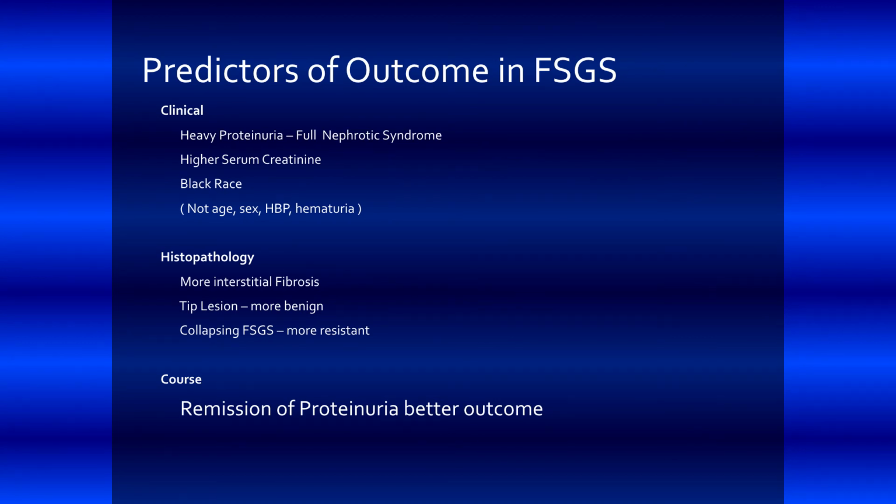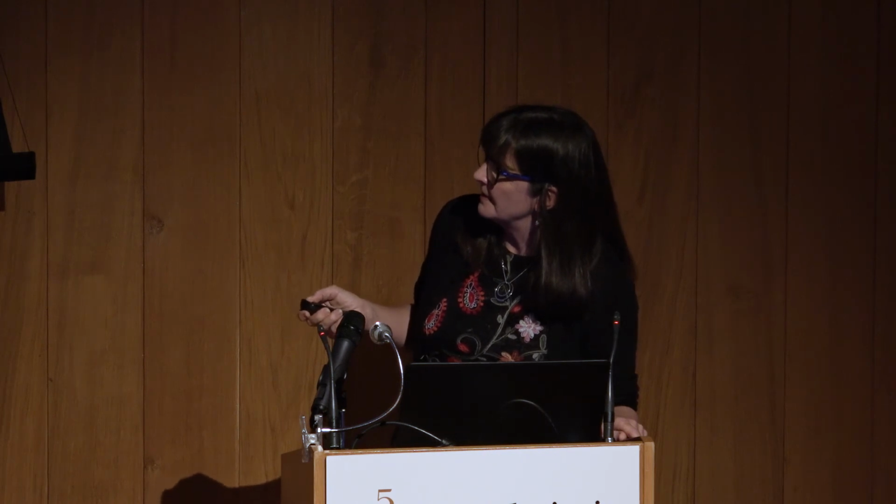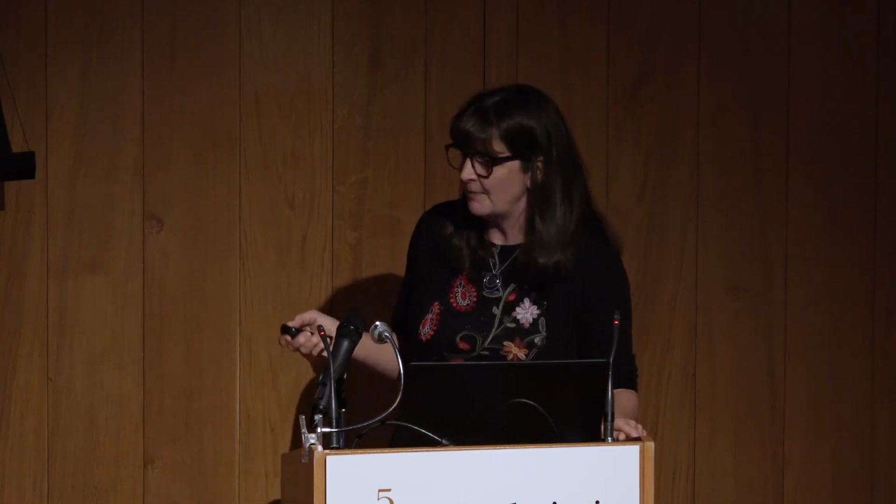So, clinical predictors of outcome in FSGS. It won't surprise you to know that you do worse if you've got heavy proteinuria, or you start with a scarred kidney and a reduced GFR. You do worse if you're of black race. In terms of pathology, tip lesions tend to be more benign and tend to respond better to immunosuppression, whereas collapsing FSGS tends to be more resistant. And the most important thing to know in terms of what we can influence as nephrologists is that if you can get remission of the proteinuria, they do better. It doesn't really matter how you do it, but you need to get these patients into remission if you can.